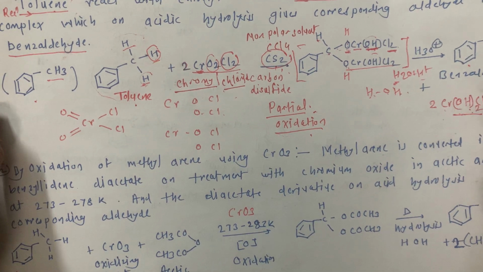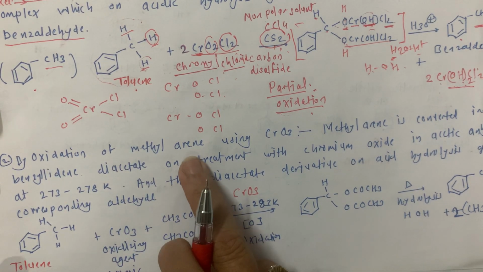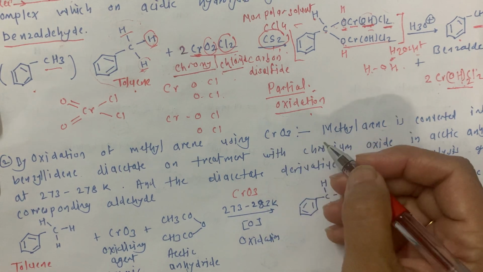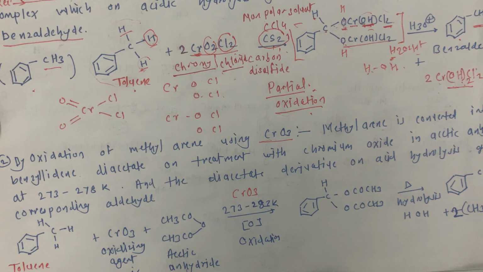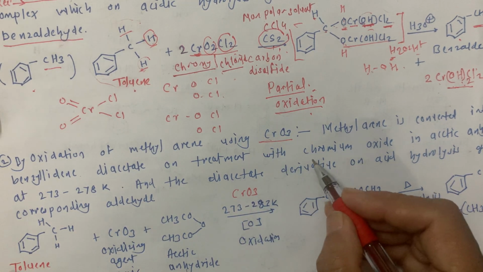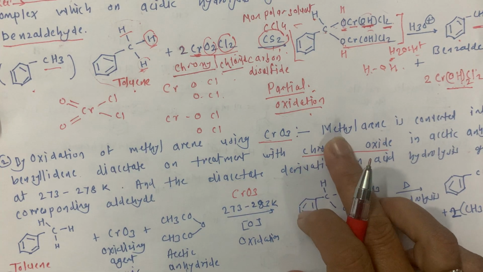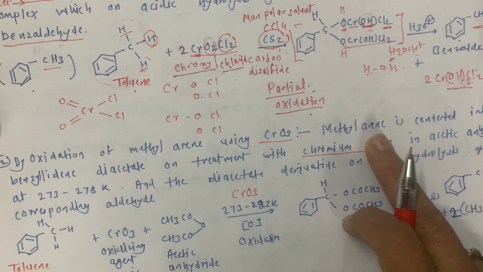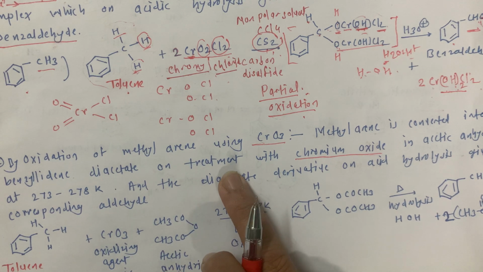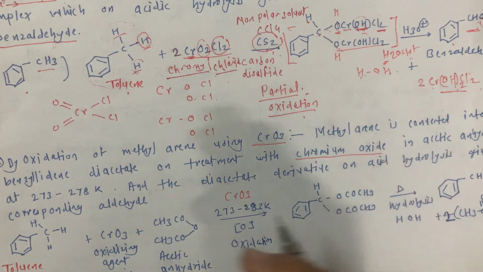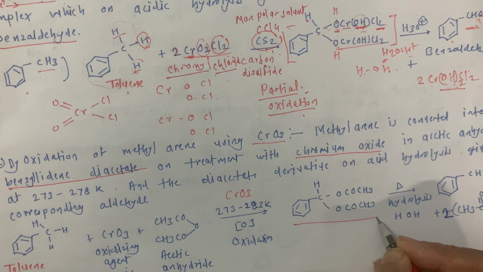The next reaction is oxidation of methylarine using CrO3. This is our chromyl oxide, or you may say chromium oxide, CrO3. Methylarine, our toluene, is converted into benzaldehyde diacetate on treatment with chromium oxide. What is this? Benzaldehyde diacetate. This is our benzaldehyde diacetate.